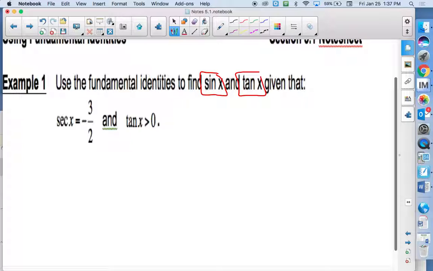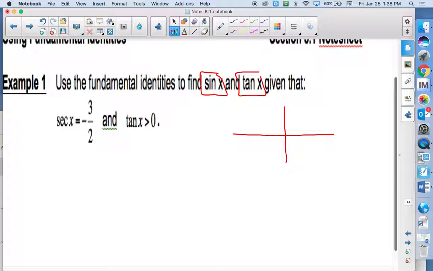So instead of doing the triangle stuff, because we're kind of done with triangles for right now, we're going to try and use these trig identities, but I still need you to think about the unit circle and where the angle would be located. If you look at the information they give us, it says the secant is negative 3 over 2, and the tangent is greater than 0. So if it were an angle in one of the 4 quadrants, where would it be located?